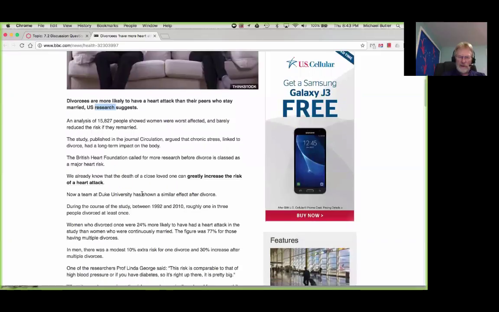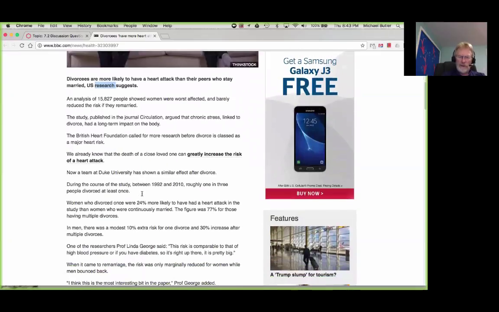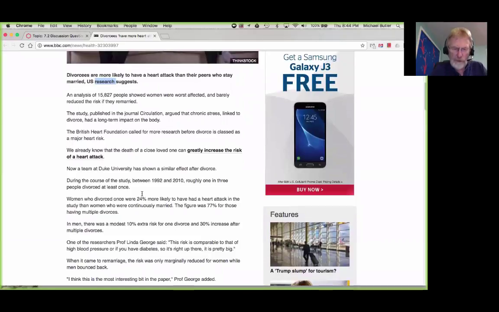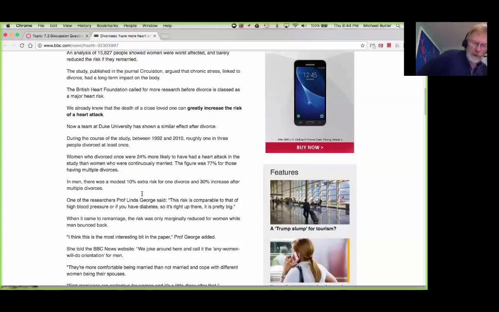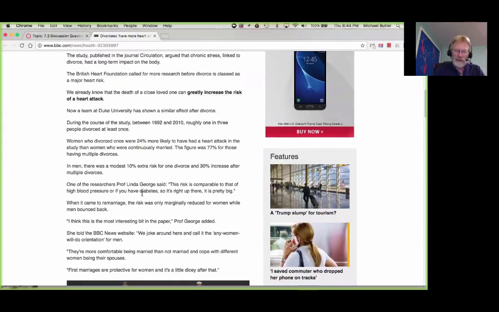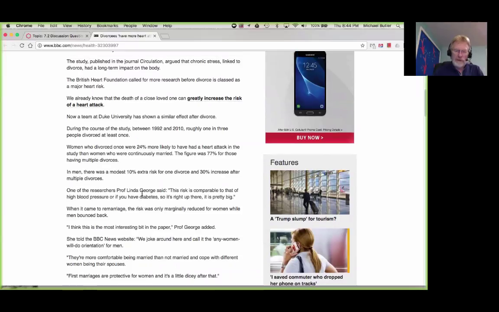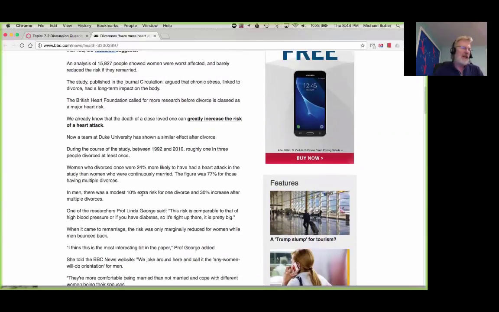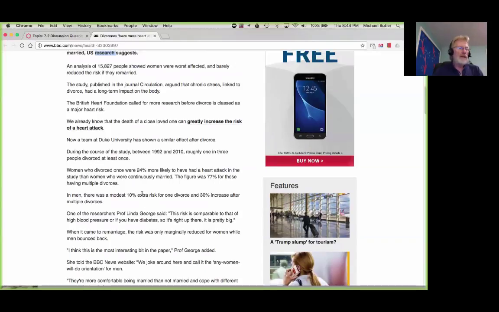So we already know that the death of a close one can greatly increase it. Now Duke University showed a similar effect after divorce. They said the women divorcees were 25% more likely to have a heart attack in the study than women who were continuously married. The figure was 77% for those with multiple divorces. For men, there was only a modest extra increase in risk with divorce and 30% after multiple divorces. So it seems that even by gender, it was a bigger effect with respect to women, okay? But we can go totally general here and not split it up by gender. We can just stay independent of that.